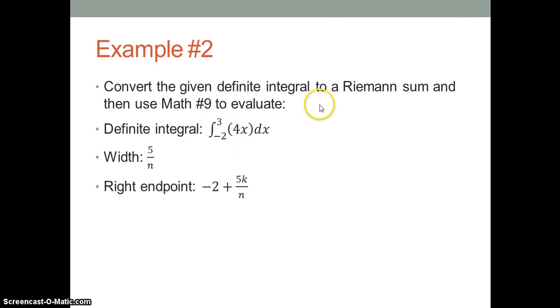Our right endpoint is going to start at -2, and then it's going to add 5 over n each time. So like the previous example, when we want to get to the kth endpoint, we would have added 5 over n, k times, which we would write as 5k over n. So remember, we start at -2, it's like a shift, and then we add 5k over n. Our height will be what we get when we plug our right endpoint into the function. Our function is 4x, so we multiply our right endpoint by 4, and we get 4 times (-2 plus 5k over n).